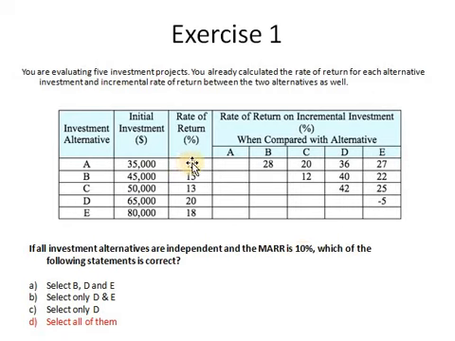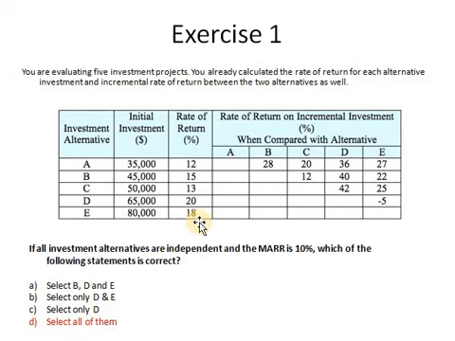So A has an IRR of 12%, greater than the MAR. B, 15, greater than 10, 13, 20, 18. So you see all of these alternatives have their IRR, rate of return, greater than the MAR. So this means that I can do them all. Okay? If I look at the options, you will see that we have the option of select them all.